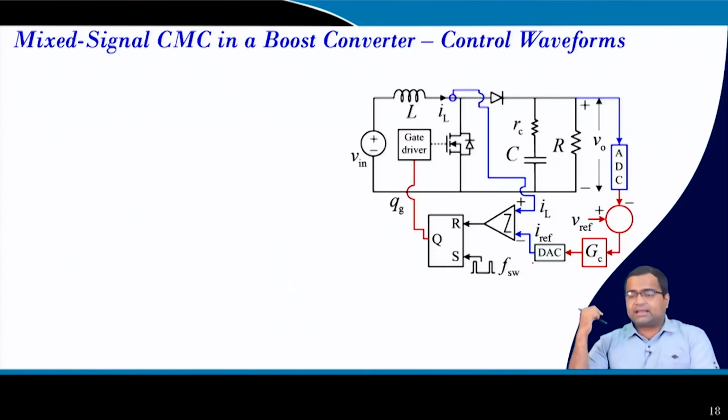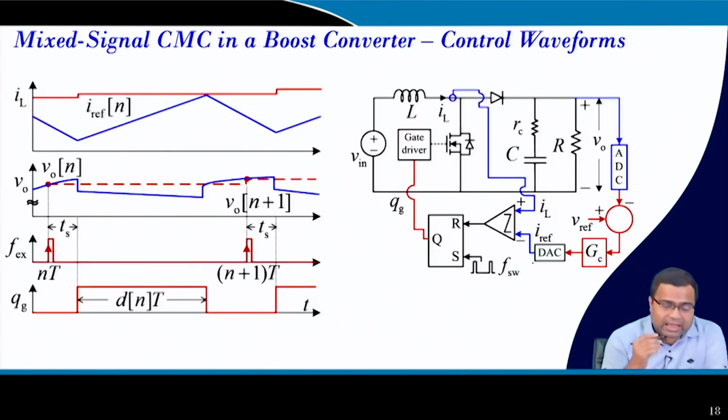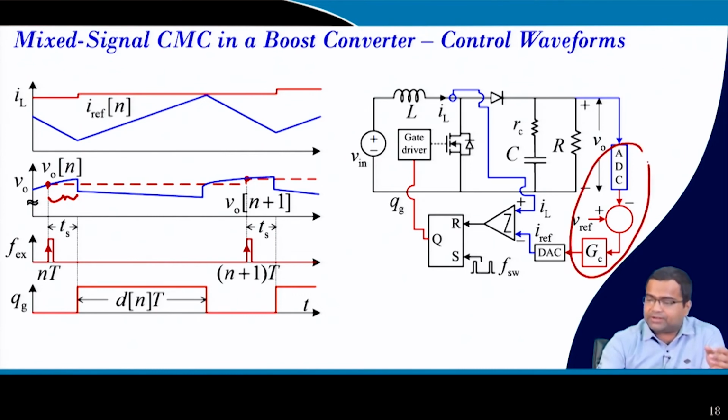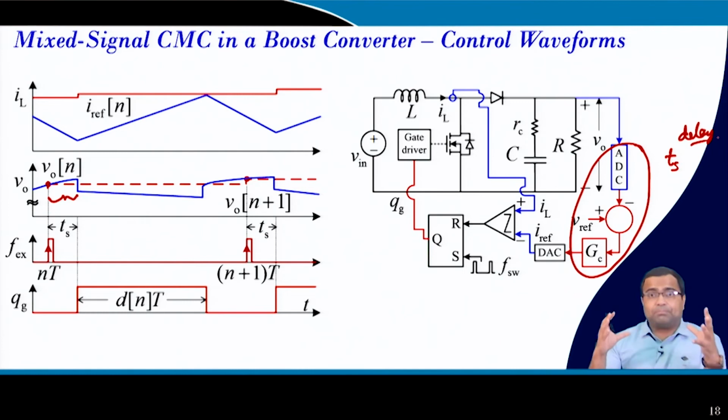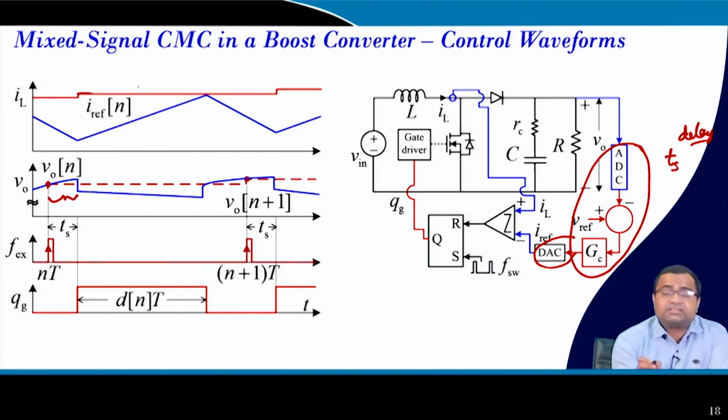If we take the mixed signal current waveform in a boost converter, as I said, we take the output voltage sample here and we provide this delay time, a TS delay, so that our computation of the controller, this whole process of sampling as well as computation, including the DAC, can be completed so that your analog reference current is ready. Once it is ready, then your actual switching clock starts.